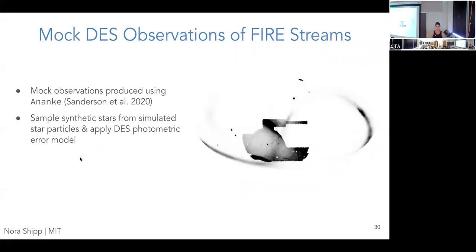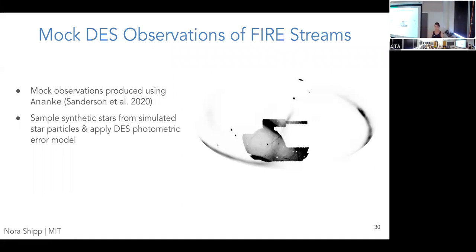Okay, so I mentioned that we have not observed all the dwarf galaxy streams in the Milky Way. You might think that at these really high stellar masses, they would be very easy to spot. So something like Sagittarius is pretty easy to detect, but there's still a question of whether all of these FIRE streams would actually be observable. And so in order to address this, we create mock Dark Energy Survey observations of these streams.